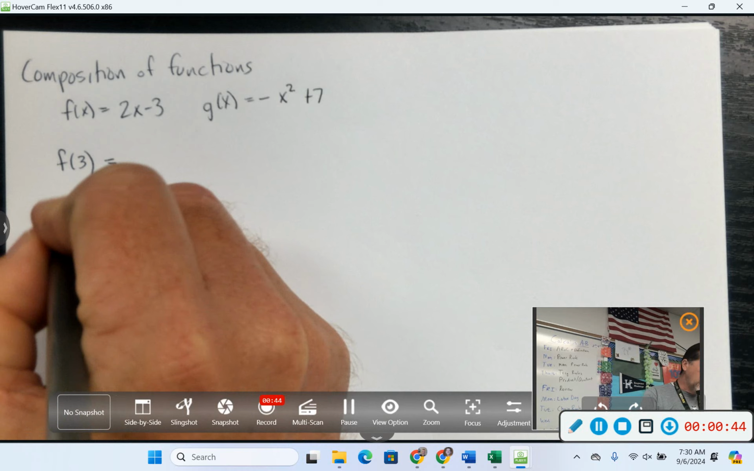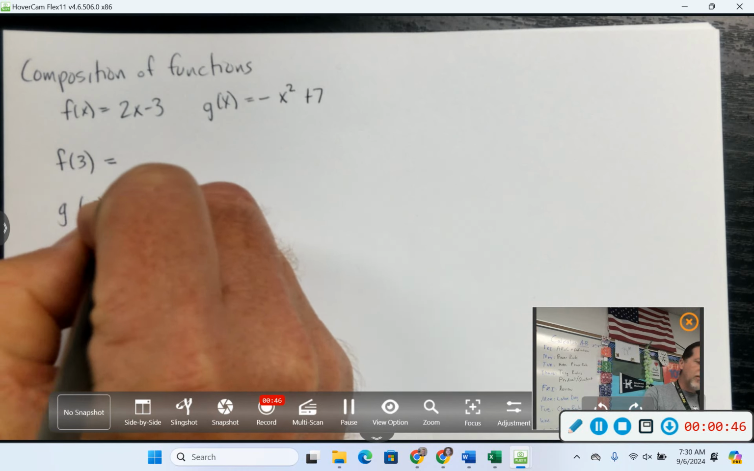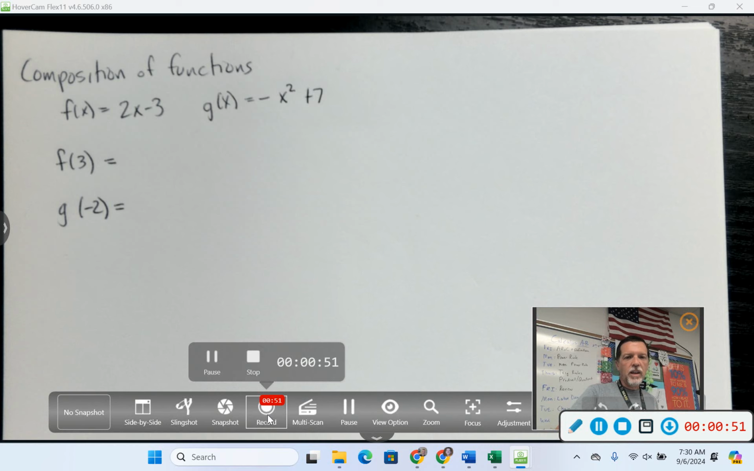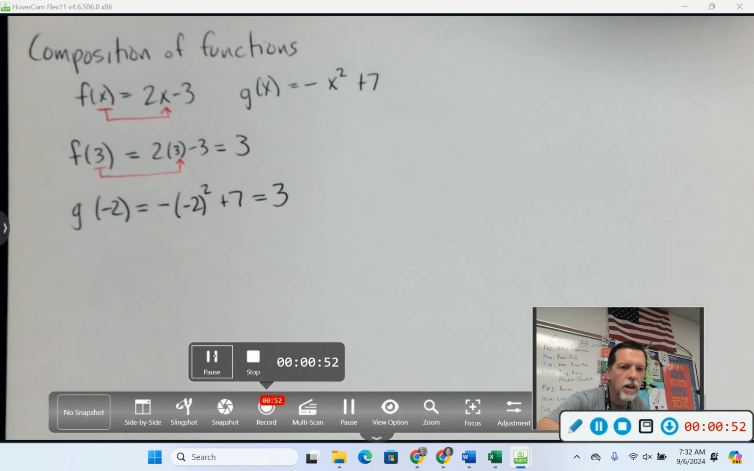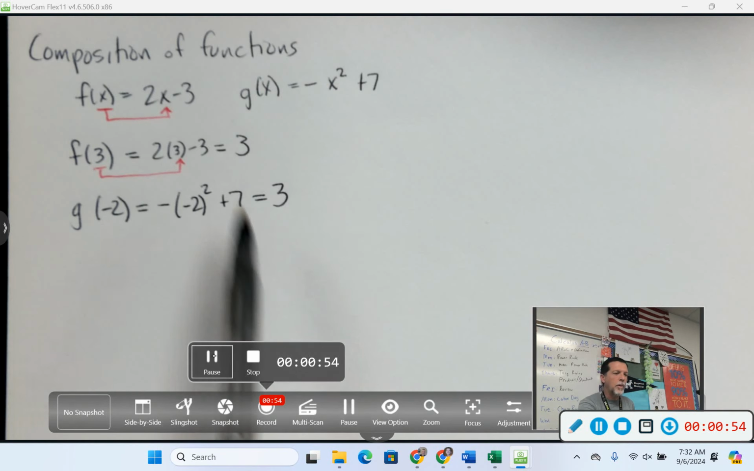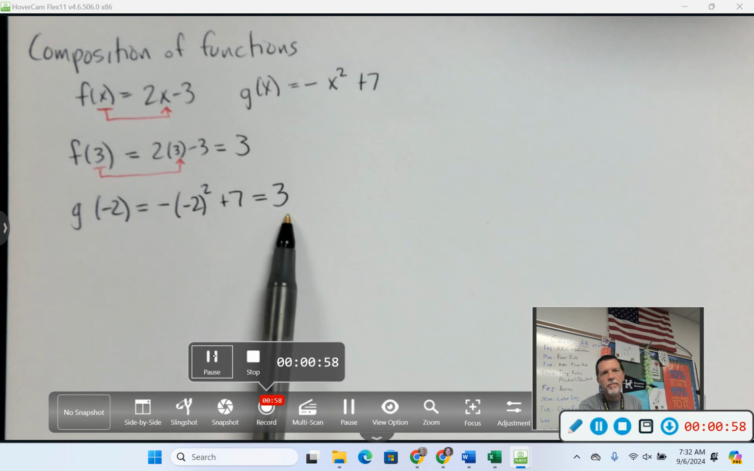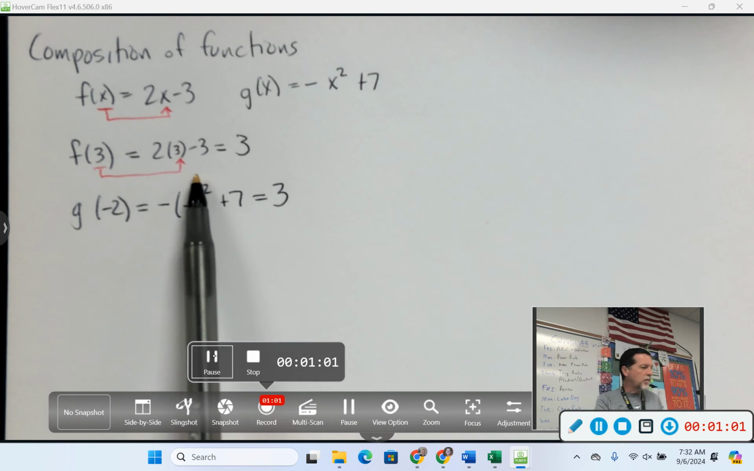Let's find f of 3 and g of negative 2. In fact, I think you can do that, so I'm going to press pause and give you a couple minutes to do that. Square the negative 2, you get positive 4, then stick the negative on there. Negative 4 plus 7 is 3. Okay, that's pretty easy stuff.